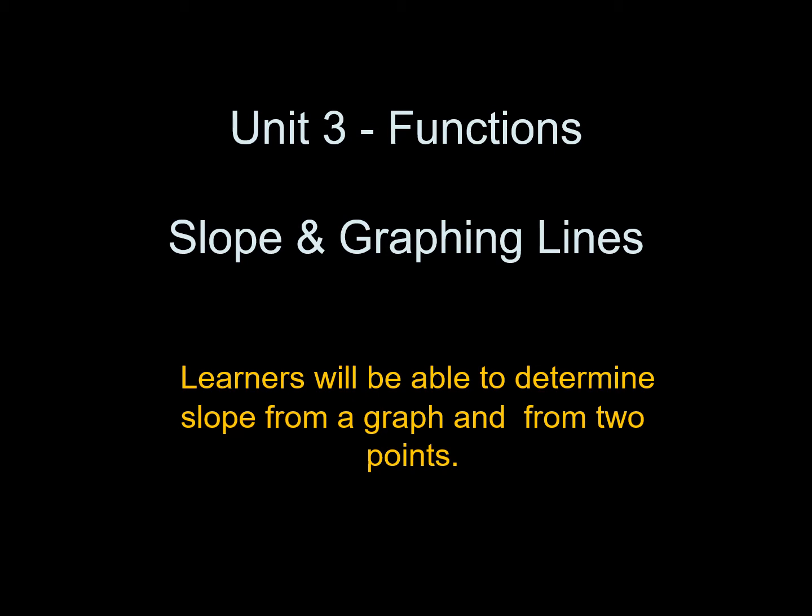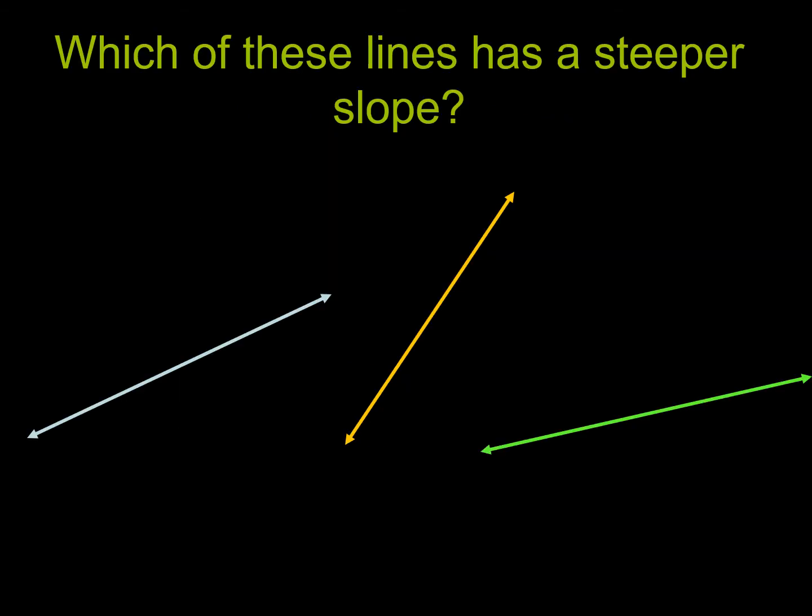Okay, so from this lesson, I hope that you are able to determine slope from a graph and from 2 points and from an equation, and then also be able to graph lines. If you take a look at these 3 lines, remember that slope is the steepness of a line. So the question would be, which one has a steeper slope?